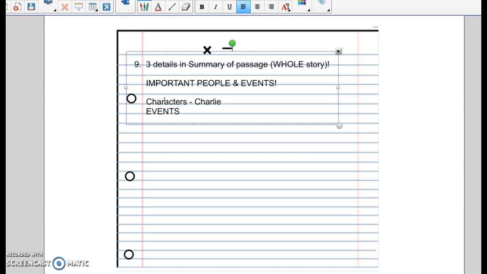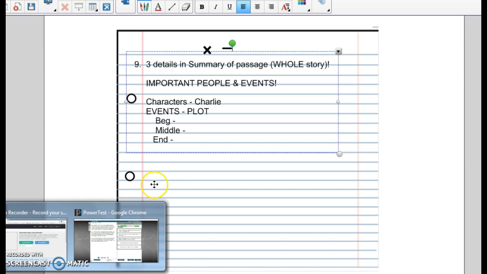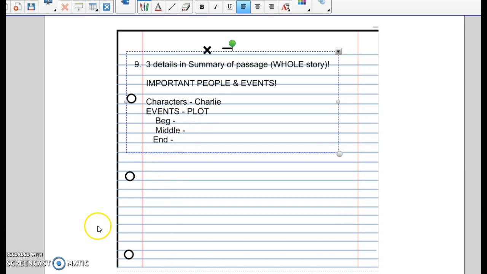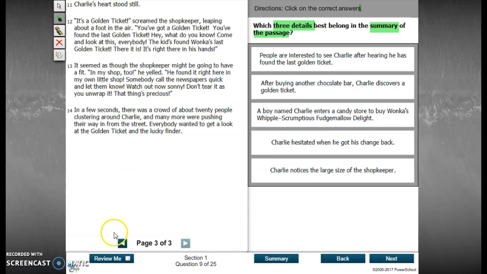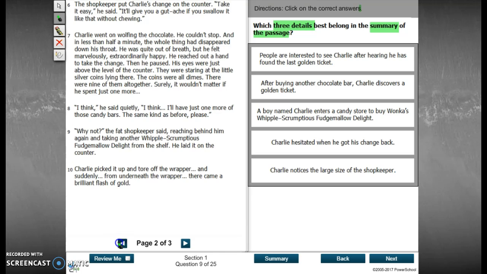Events, remember, that's going to be like your plot. You can break that down as problem and solution. You can look at the beginning, the middle, and the end of the story. So I would put that on my loose leaf and look back through the story, skim through. We know Charlie needs to be in there. Look back and see what was important at the beginning, what was important at the middle, what was important at the end. So let's go back to our beginning.